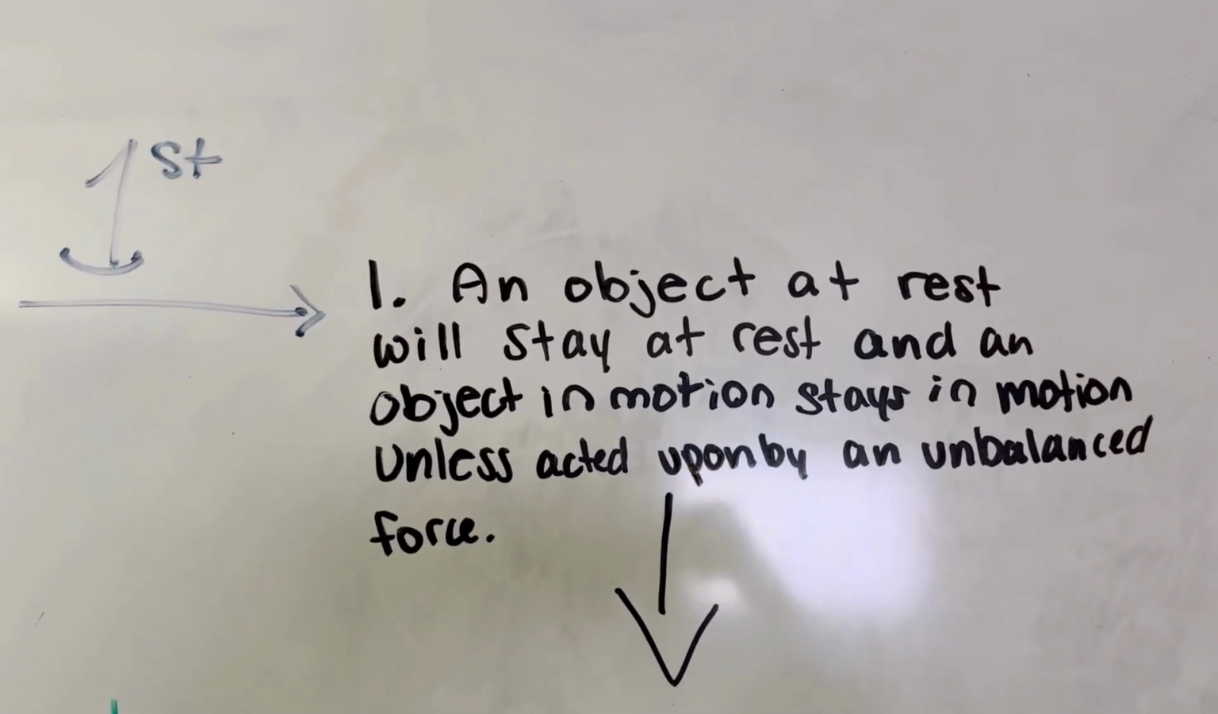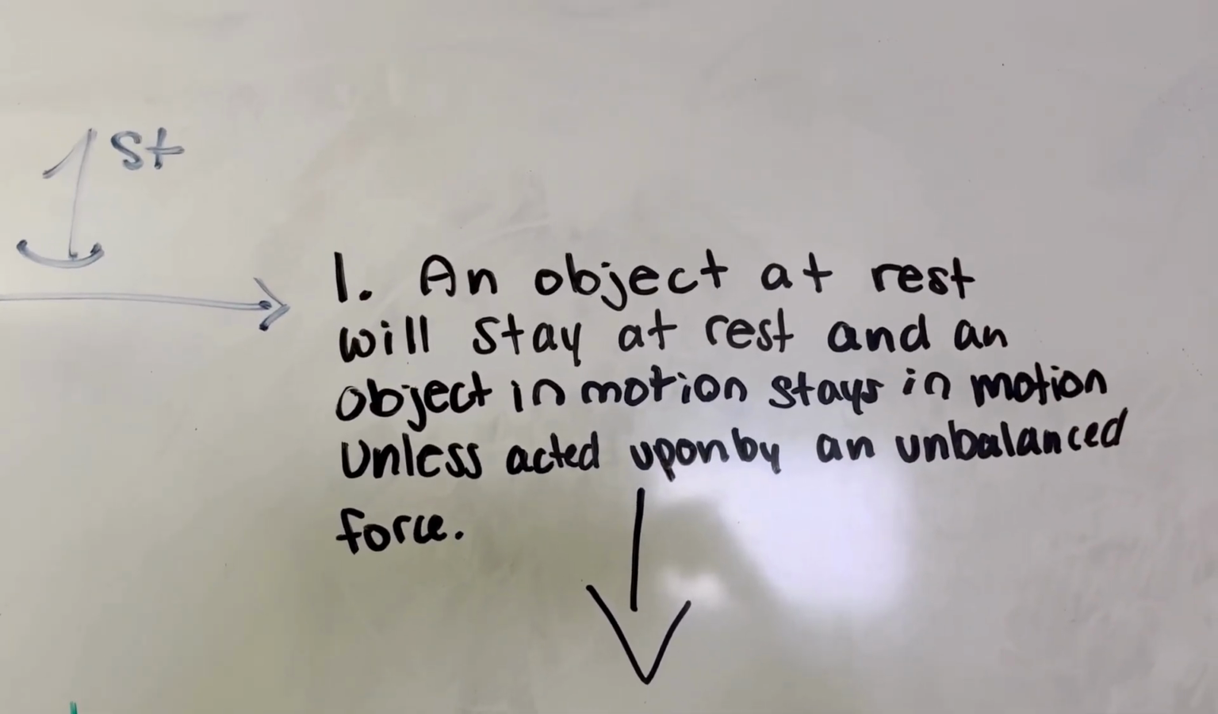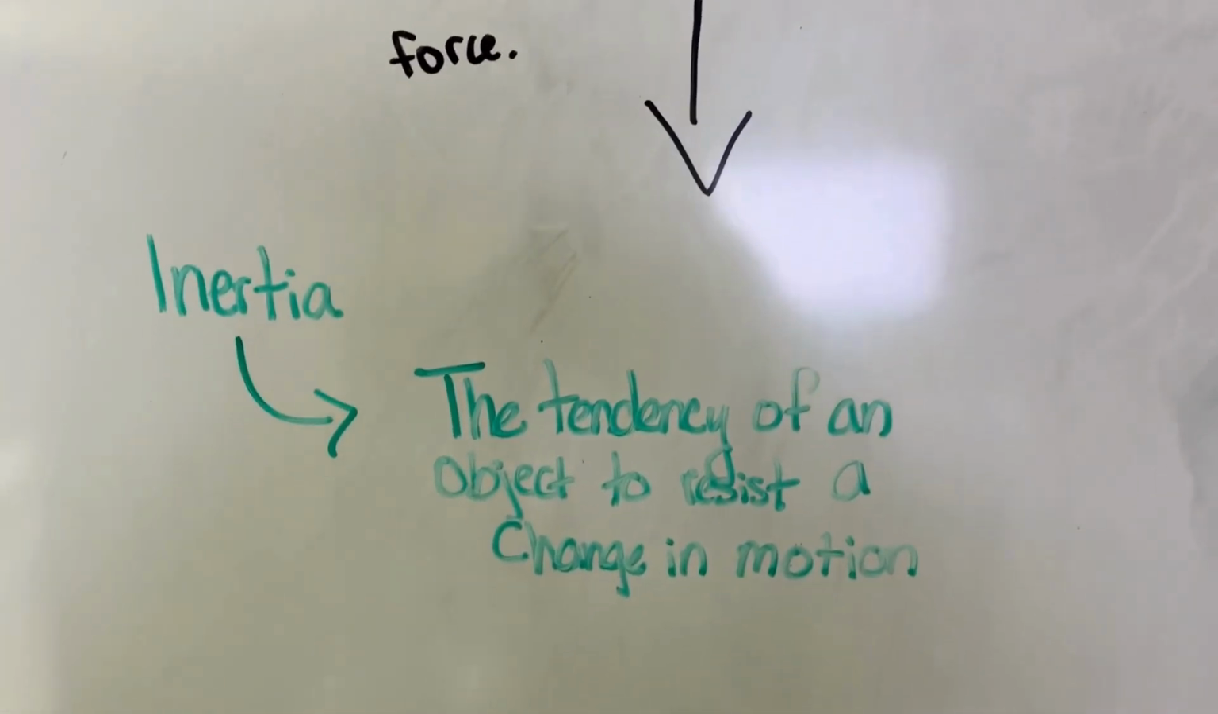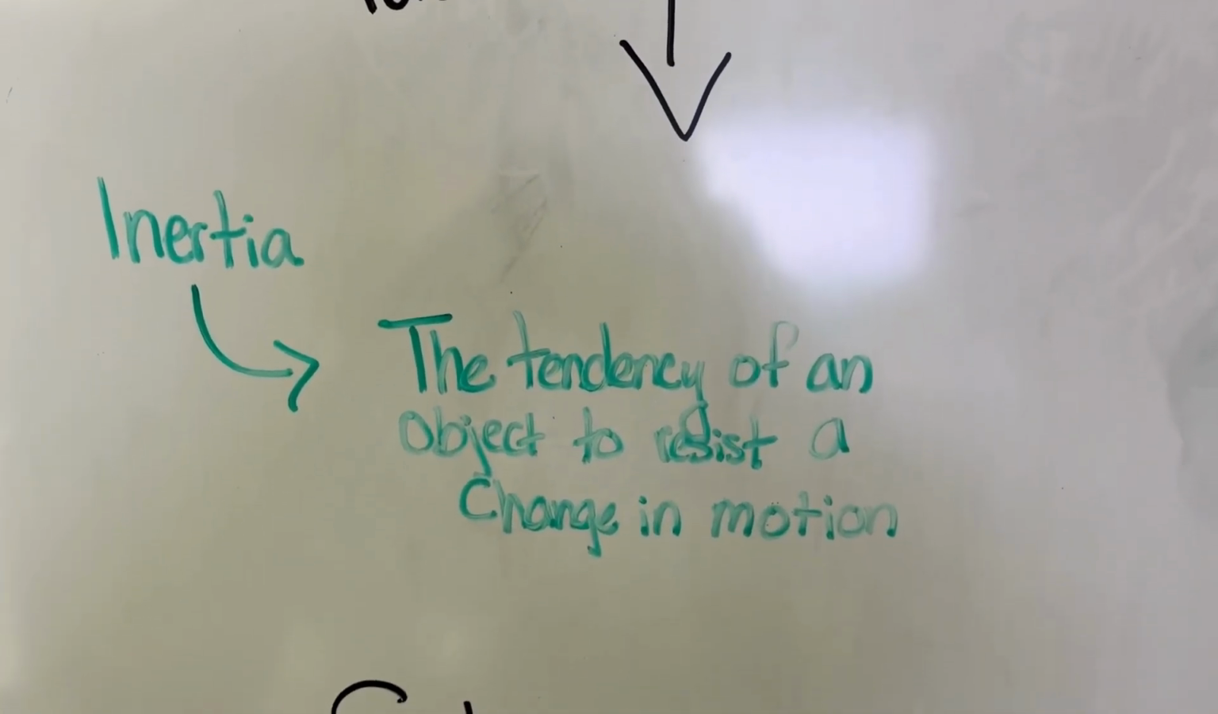Newton's first law says that an object at rest will stay at rest and an object in motion stays in motion unless acted upon by an unbalanced force. This explains the concept of inertia, which is the tendency of an object to resist a change in motion.